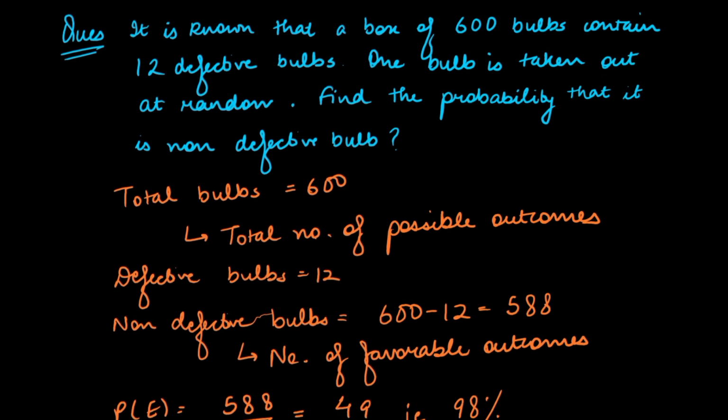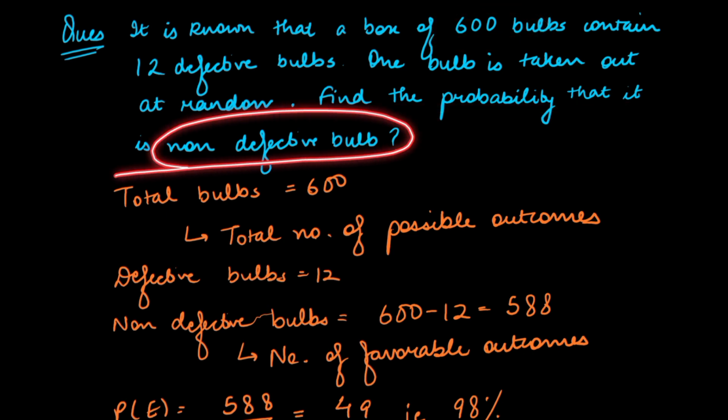Now let us see some other questions. It is known that a box of 600 bulbs contains 12 defective bulbs. So out of 600 bulbs that are present, 12 are defective bulbs. 1 is taken out at random. We pick out 1 at random from these 600 bulbs. Find the probability that it is non-defective.